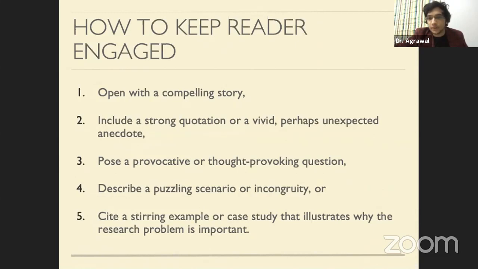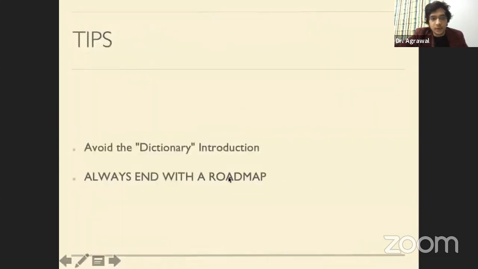Okay, avoid dictionary introductions. You won't believe some people actually do this, saying orthopedics is defined as the study of the skeletal system and its pathologies. Just don't give dictionary definitions of anything in a proper research article. Okay, this is not an essay that you're writing for your 10th standard or 12th standard. Okay.